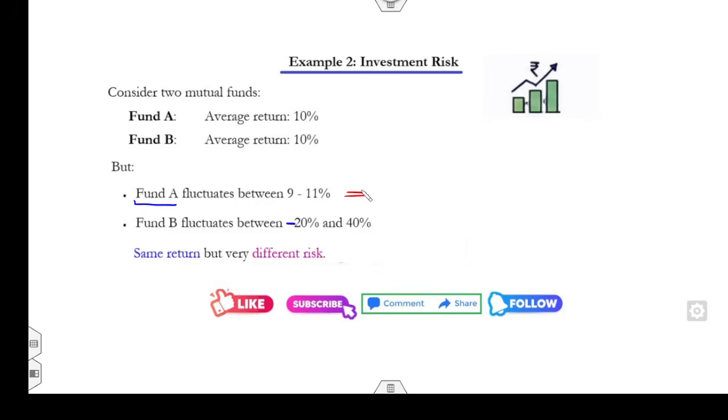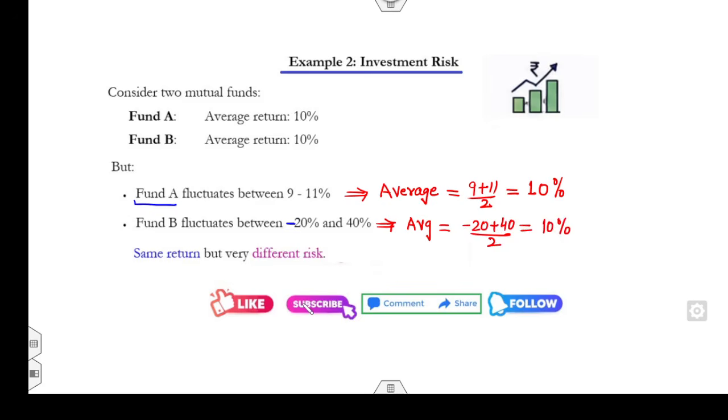So if you calculate the average of fund A, how can you calculate the average? 9 plus 11 divided by 2. Fine. That comes to 20 divided by 2, which is 10%. Similarly, if you calculate the average of fund B, that will be minus 20 plus 40 divided by 2. So that will again be 10%.